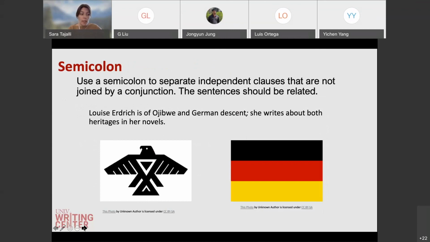All right. So next we have semicolons. And like I said before, semicolons are used to separate independent clauses that are related and are not joined by a conjunction. So these two sentences below: Louise Erdrich is of Ojibwe and German descent. Full thought. She writes about both heritages in her novels. So these two independent clauses are related, so we can separate them by a semicolon.